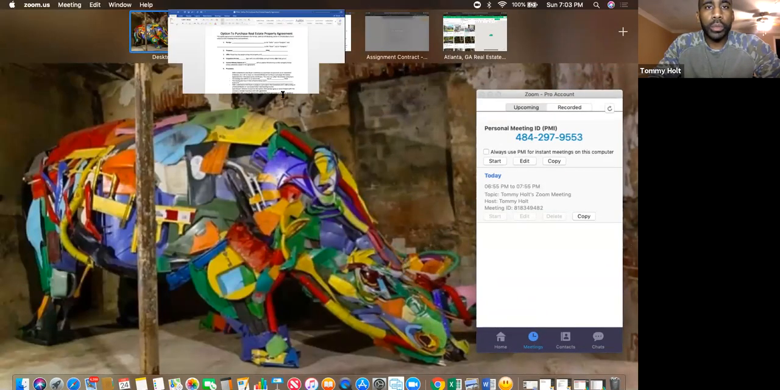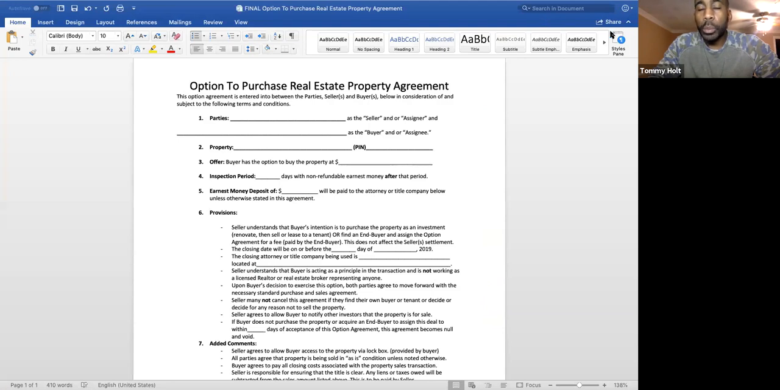I think we're on this one, okay. Some of you have seen this before, some of you haven't, some of you haven't seen it in a while, all right? This is our option to purchase real estate property agreement, or some people call it a PSA, a purchase and sales agreement. So you need to really understand what this means. This is our means of control. If we have a seller that agrees to our price, our maximum allowable offer, once they sign this, they meet one small part of this agreement.